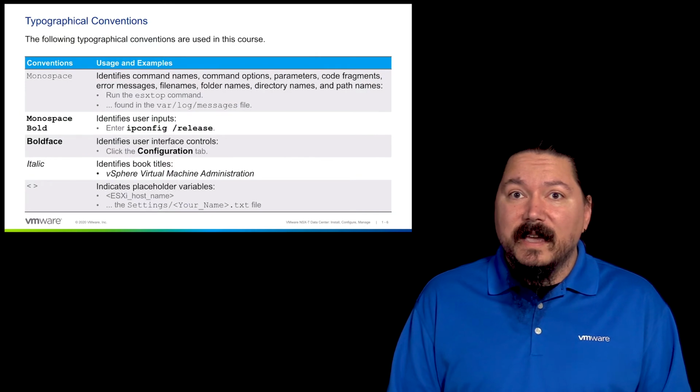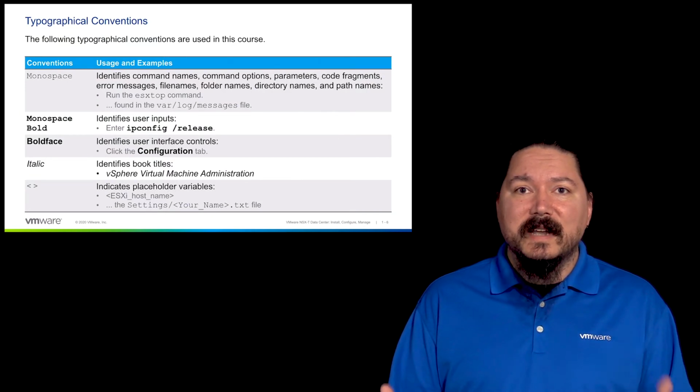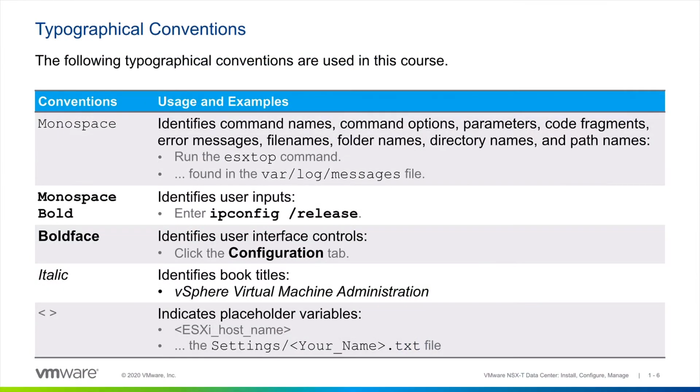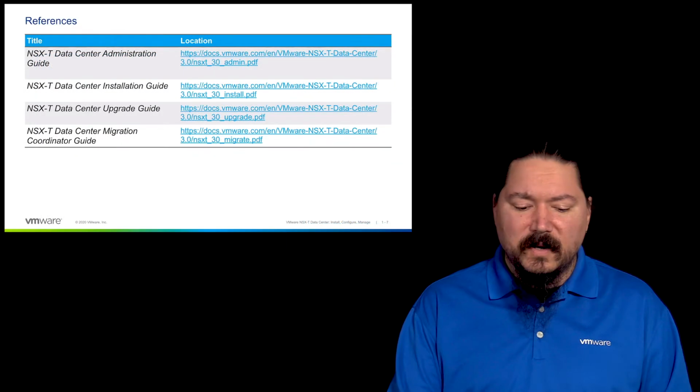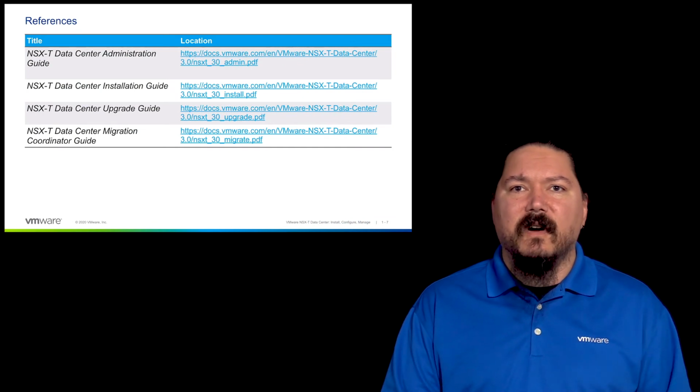Typographical conventions are likely not going to be something new to you as an IT professional. We use these, and not just VMware, but the industry has used these largely for a great many years, right? Whether it's a monospace font or a monospace bold font for something you are going to type into an interface, for example, or boldface font for identifying a tab or something in a user interface, or italicized book titles or things like that. These are not anything out of the ordinary. We've built this class using a documented set of references, and really what it boils down to is these documents are all part of the NSX T administrative document set.